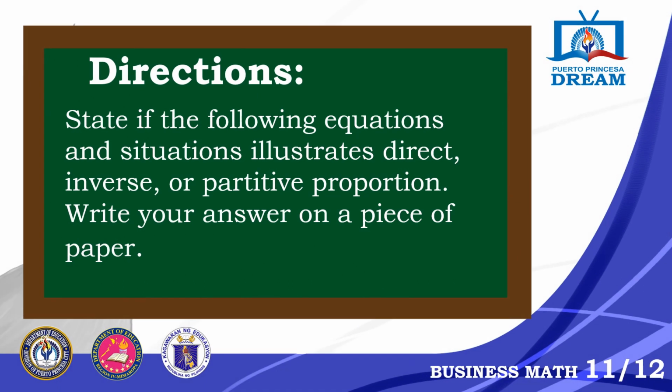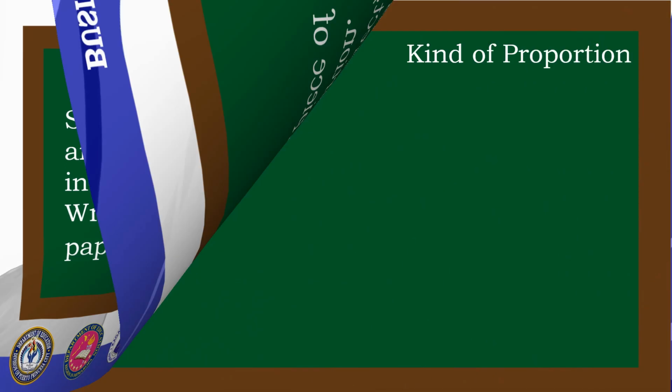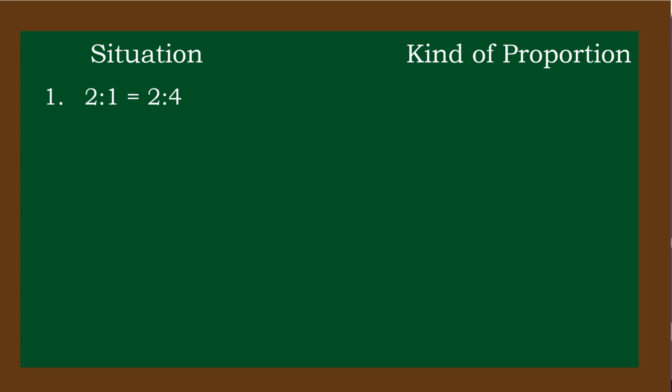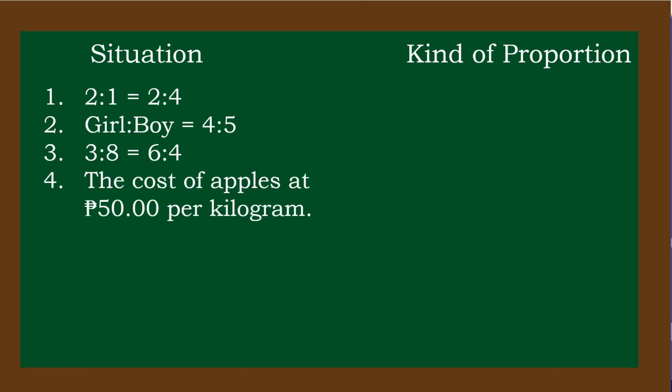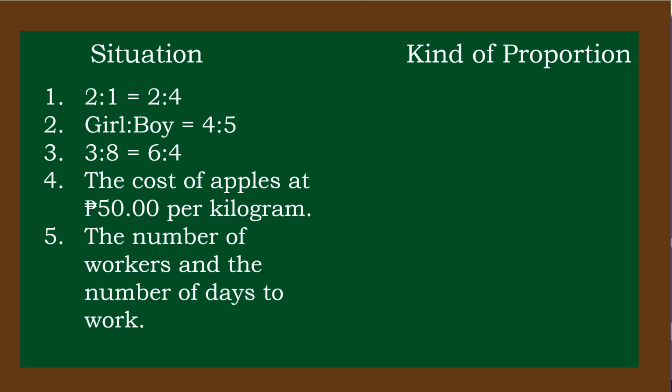State if the following equations and situations illustrate direct, inverse, or partitive proportion. Write your answer on a piece of paper. Number 1, 2:1 is equal to 2:4. Number 2, girl is to boy is equal to 4:5. Number 3, 3 is to 8 is equal to 6 is to 4. Number 4, the cost of apples at 50 pesos per kilogram. Number 5, the number of workers and the number of days to work.